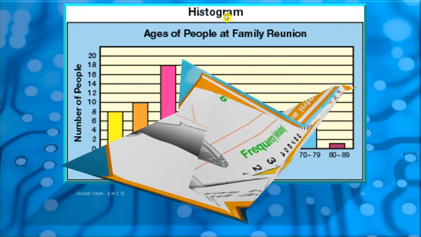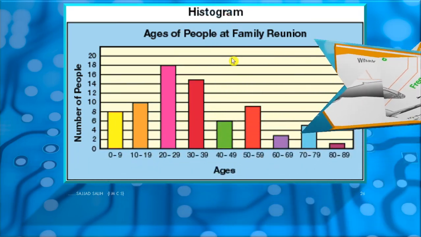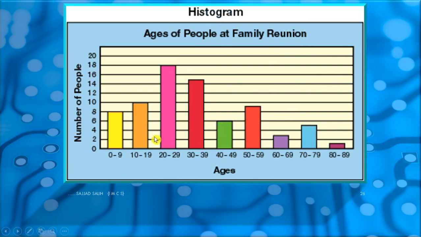Understand? Histogram. What is a histogram? Ages of people at family reunions. This is used for these types of intervals. The number of people: 0, 2, 4, 6, 8, 10, 12, 14, 16, 18, 20, and here are the ages: 0 to 9, 10 to 19, 20 to 29, 30 to 39, 40 to 49, 50 to 59, 60 to 69, 70 to 79, 80 to 89. Here we are using the interval notation.